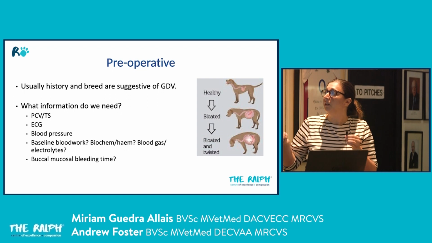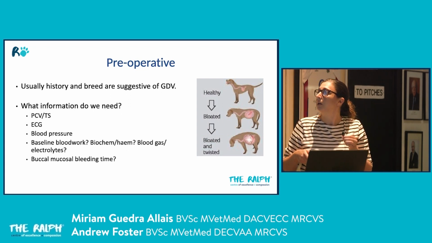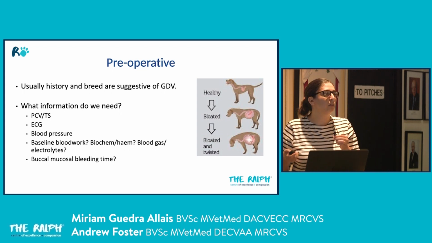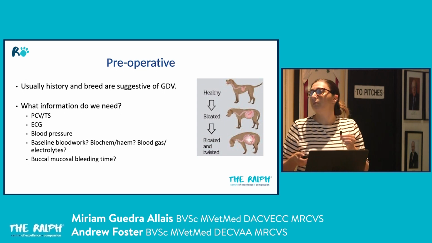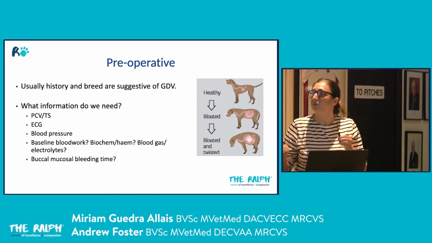Bleeding time is a very quick test that you can do on your patient, especially some of the dogs who have GDV, like your typical Weimaraner or Doberman, typical ones who can have a von Willebrand factor deficiency. So that will be a quick test that you will probably need to do.